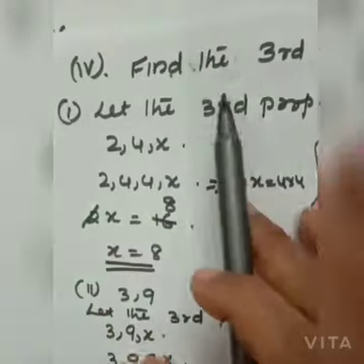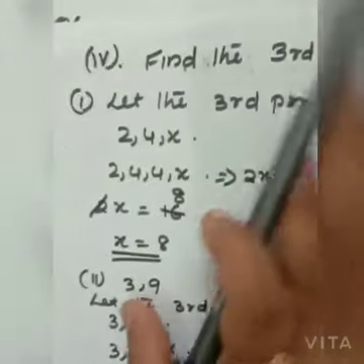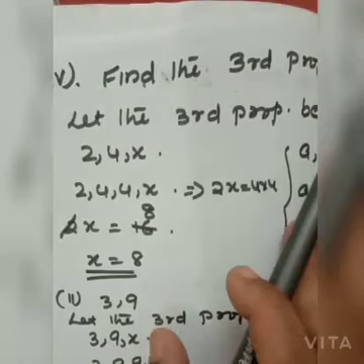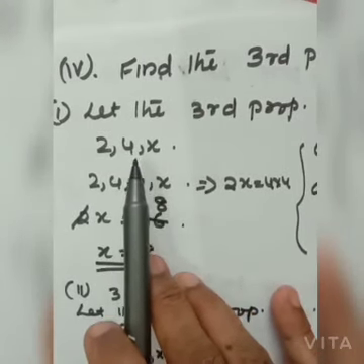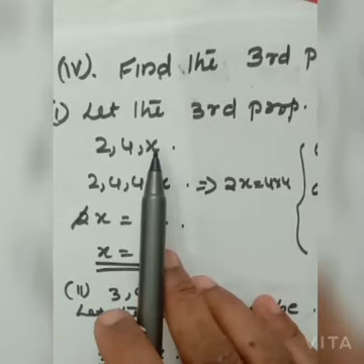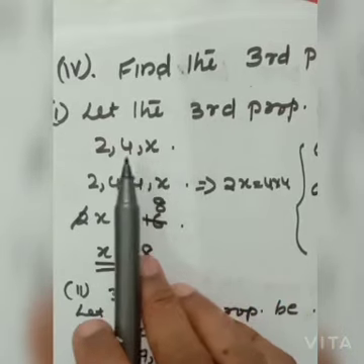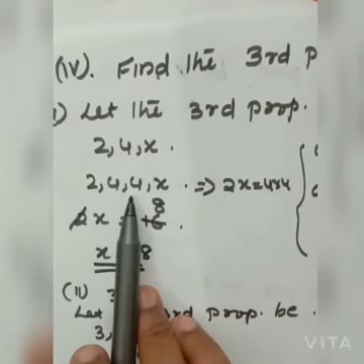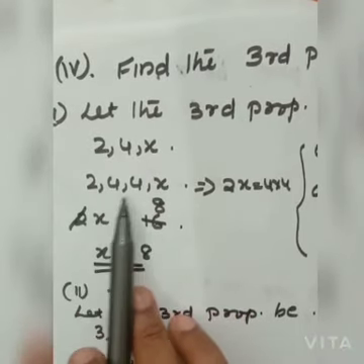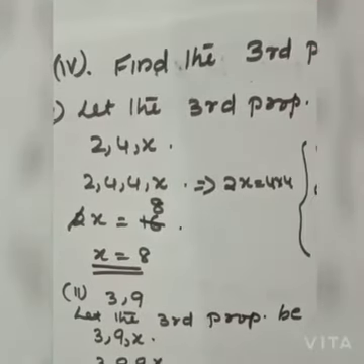Next, question number 4. Find the third proportion. I told you, third proportion they are asking, third proportion be x. Two numbers given, 2 and 4 given. Let the third proportion be x. I told you if 3 numbers are there, then what you have to do? Middle number will come 2 times. Okay. And product of extremes equal to product of means. Cut it, you will get x equal to 8.